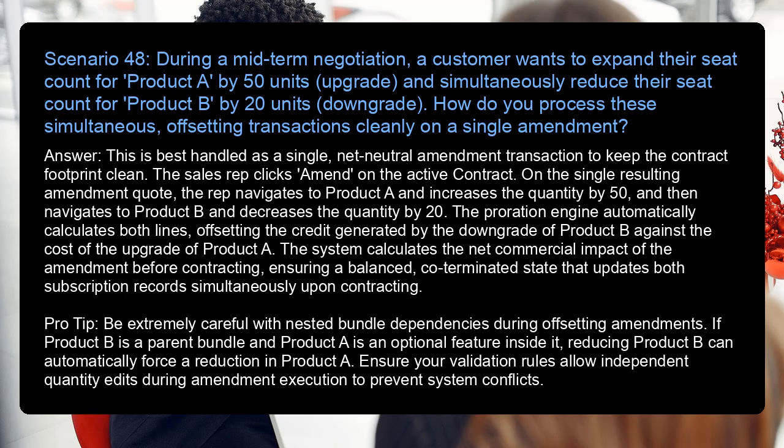Pro tip: be extremely careful with nested bundle dependencies during offsetting amendments. If product B is a parent bundle and product A is an optional feature inside it, reducing product B can automatically force a reduction in product A. Ensure your validation rules allow independent quantity edits during amendment execution to prevent system conflicts.